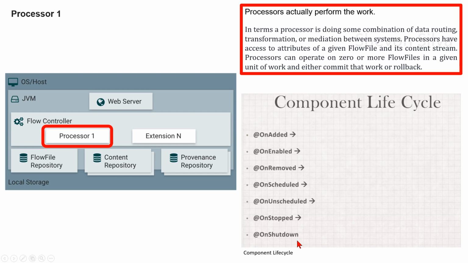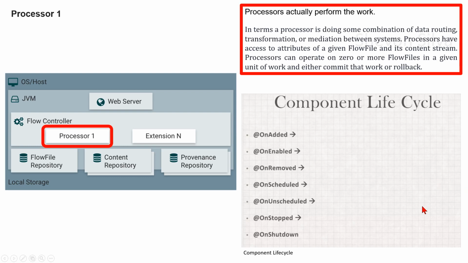Therefore, while methods using this annotation can be used to clean up resources, for instance, they should not be relied upon for critical business logic. With the API, the annotation type OnAdded, the marker annotation that a processor, controller service, or reporting task implementation can use to indicate a method should be called whenever the component is added to the flow. This method will be called once for the entire life of a component instance.